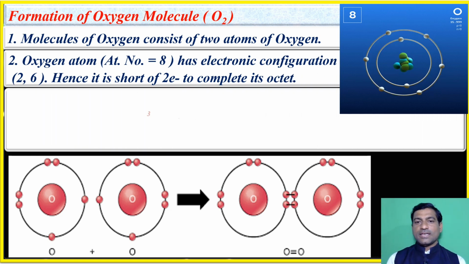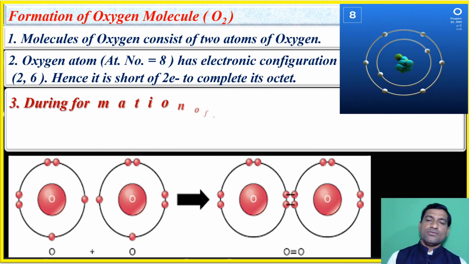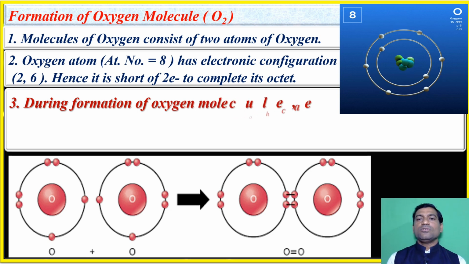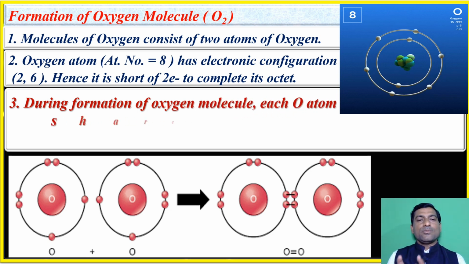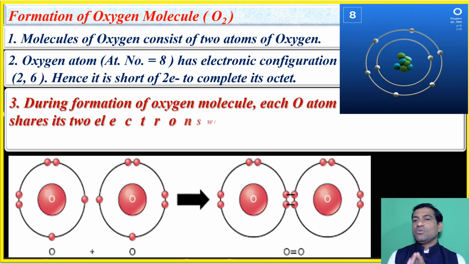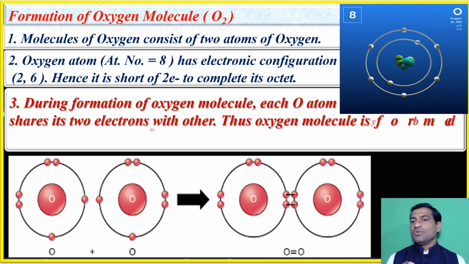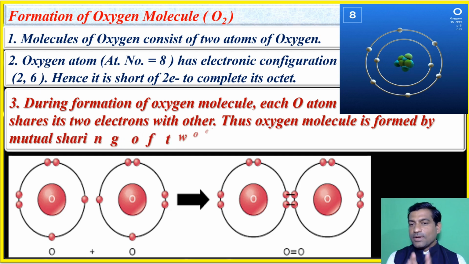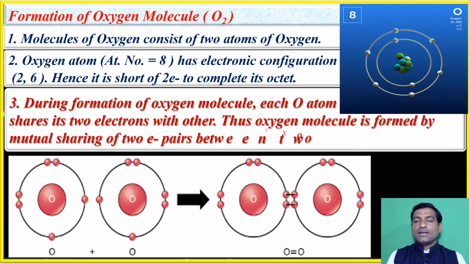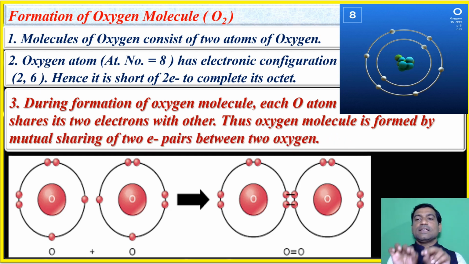Means each oxygen can share 2 electrons with the other, and the oxygen molecule is formed by mutual sharing of 2 electron pairs between the two oxygen atoms. Means each atom can share 2 electrons. So 4 electrons are shared between two atoms. Means two pairs of electrons are shared between two atoms, and there is a formation of a double bond. So the oxygen molecule contains a double bond, and such compounds are called double bonded compounds.